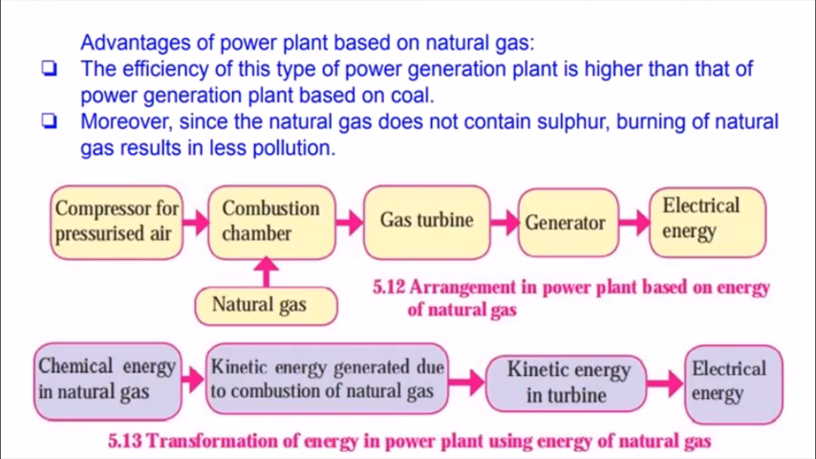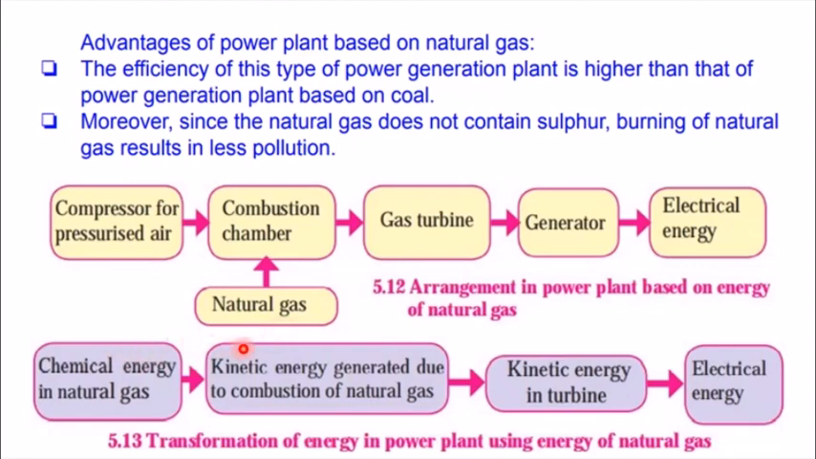Now here you can see the diagram which is given. First the compressed pressurized air goes into the combustion chamber. Pressure is generated because of the burning of the natural gas. Then the gas turbine starts to rotate. The generator generates the electricity. And here in this combustion chamber, we have the natural gas.